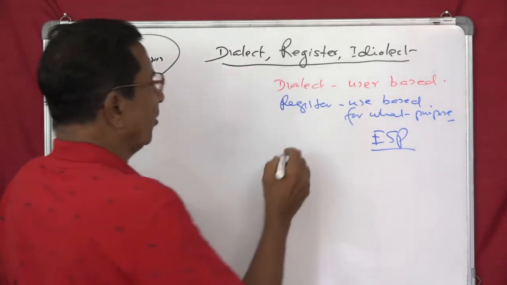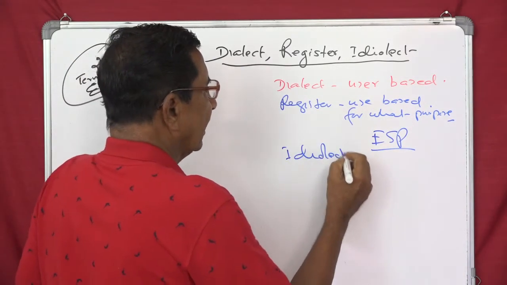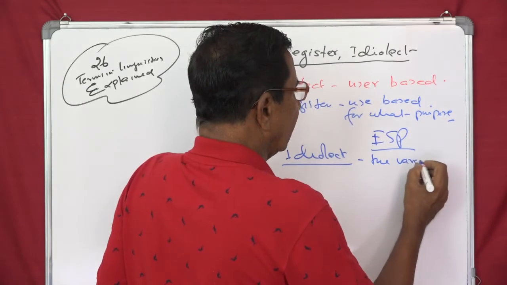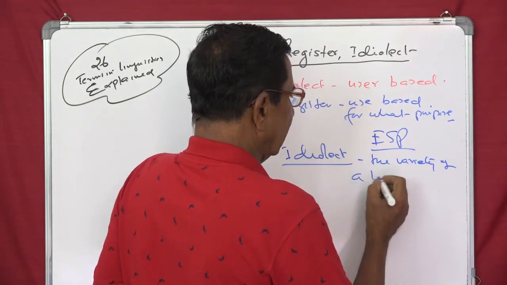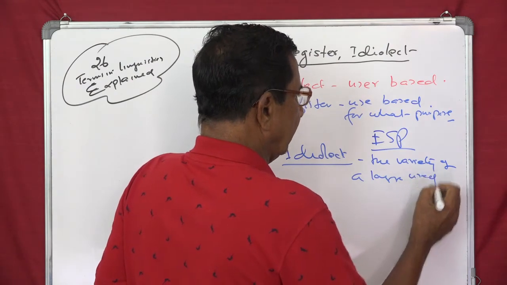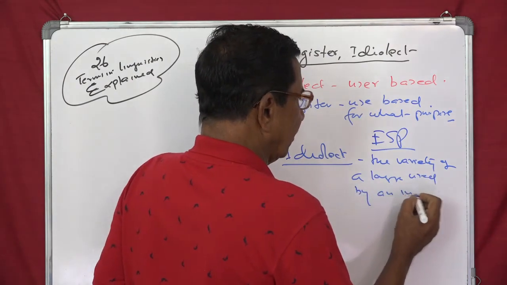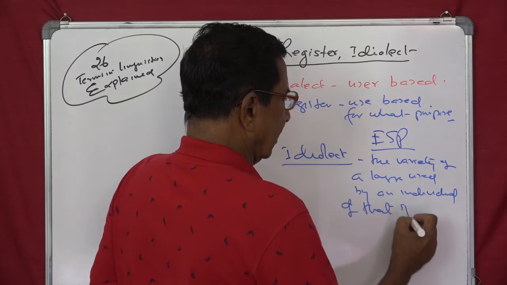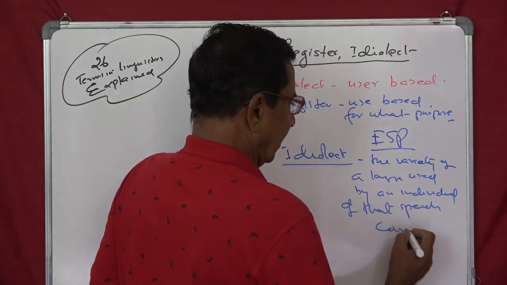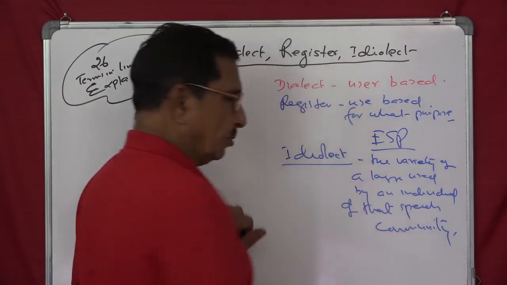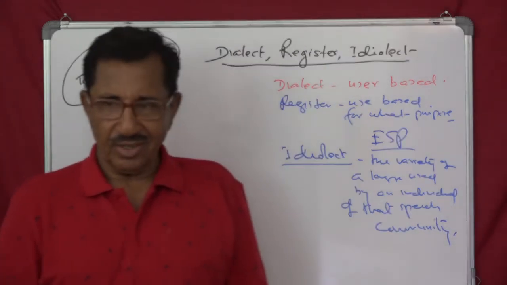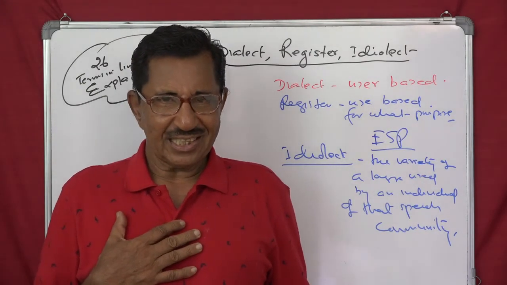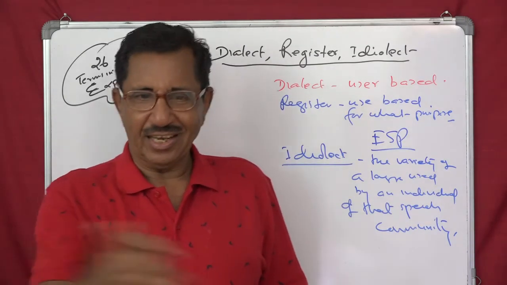Now, the third term is idiolect. Idiolect means an individual's variety: the variety of a language used by an individual of that speech community. Understand? For example, you are 30 students sitting here. In this class there are 31 idiolects. That is, my way of speaking English is different from your way.